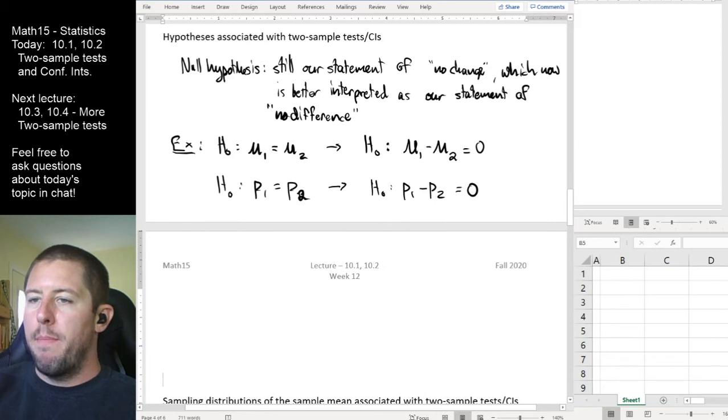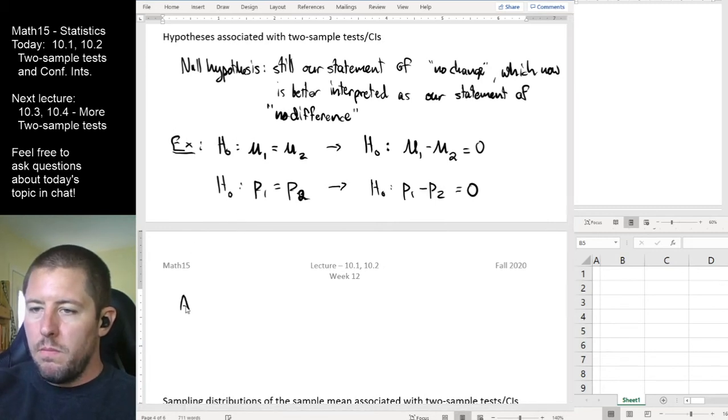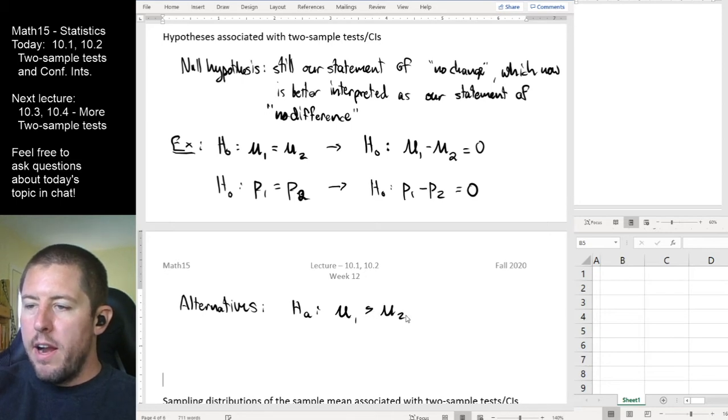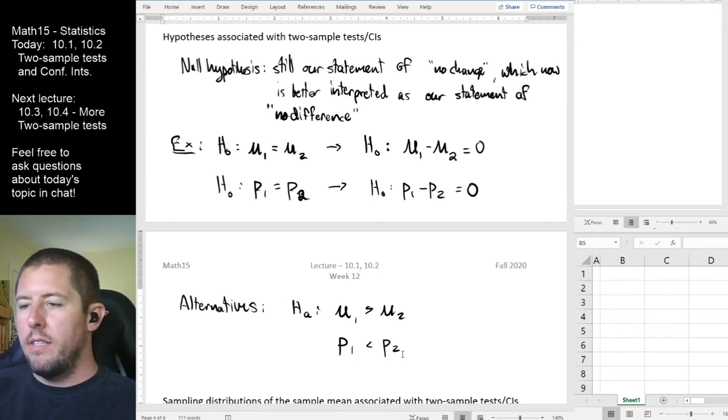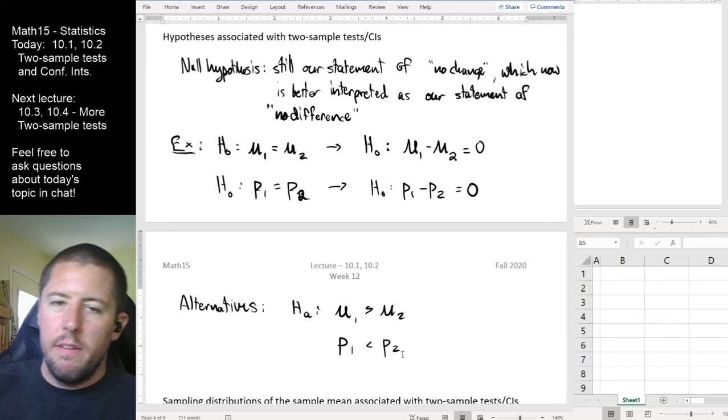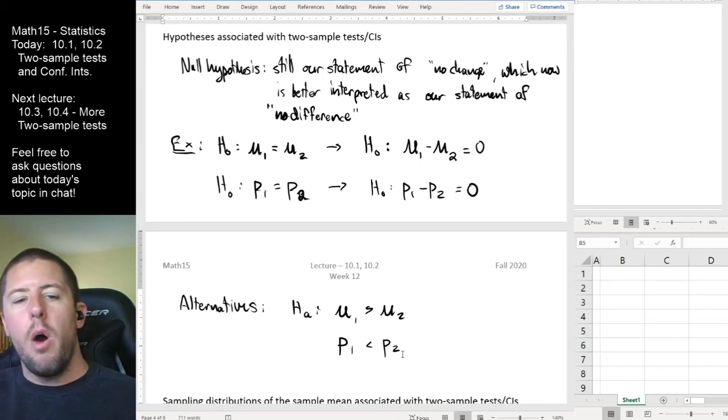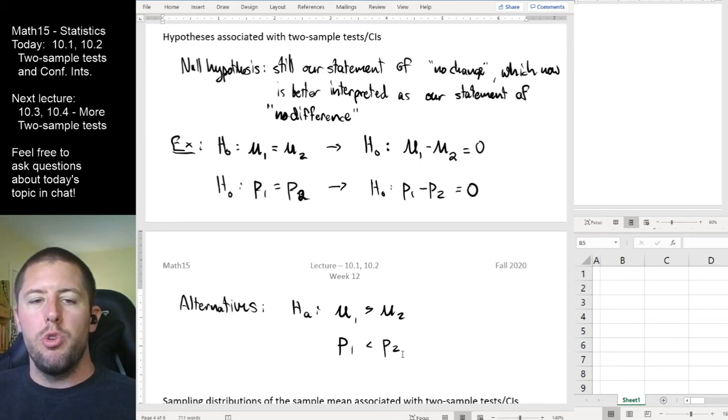Our alternative hypotheses, we might expect to see things like our mu1 is maybe greater than our mu2, or our p1 is less than our p2, things like that, right? So we're still going to get our greater thans and less thans for our alternative hypotheses, but recognize that we're always making our comparisons between two groups.